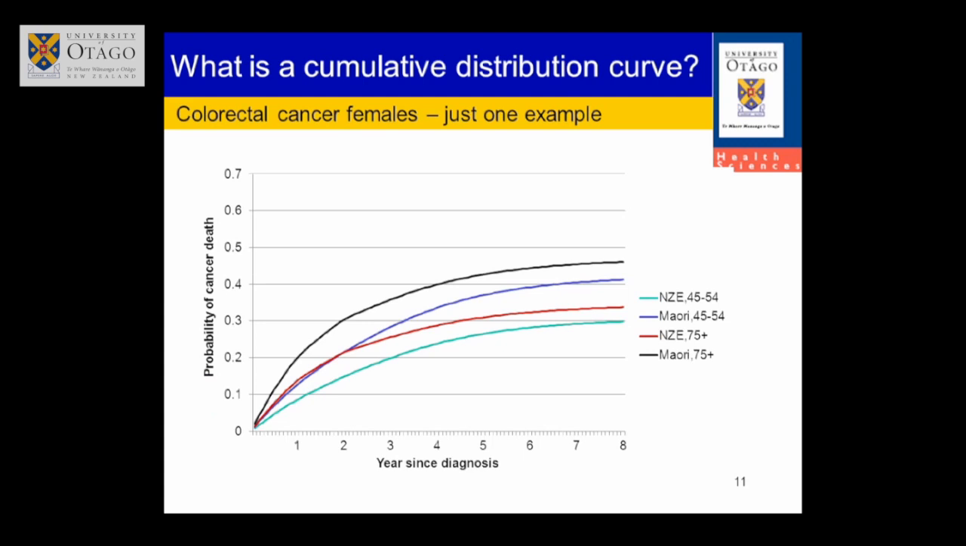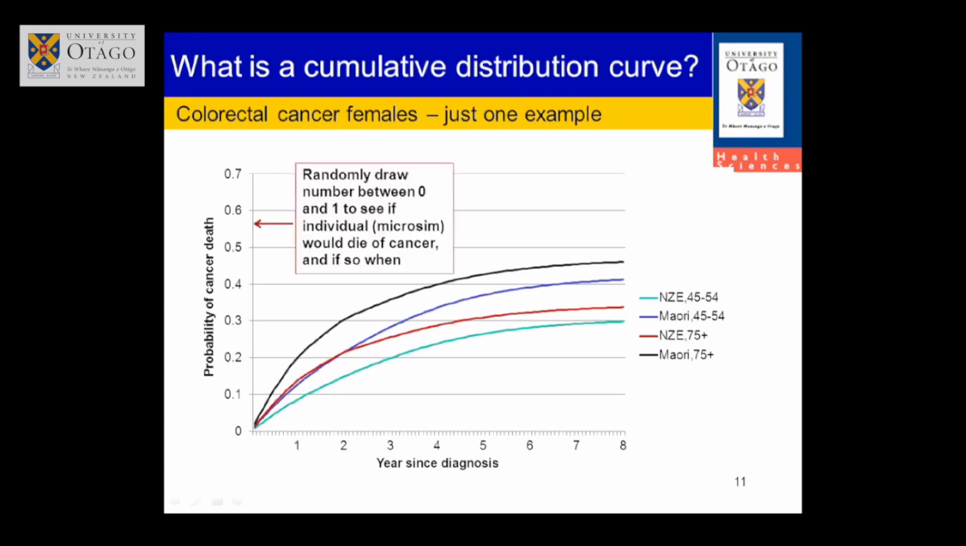Then what we do is we use these cumulative curves in the modelling as follows. We randomly draw a number between 0 and 1. This is called stochastic variation, or the random walk part of the model. And let's say we randomly drew 0.3, and it was a New Zealand European 75 plus. Then we go across here and we say, okay, they died at 4.5 years, if another event hadn't occurred between this. This is how you do the discrete event modelling. This is what drives it.